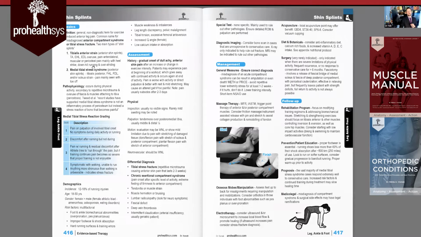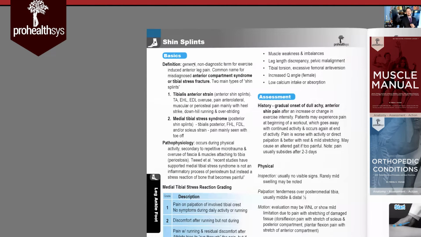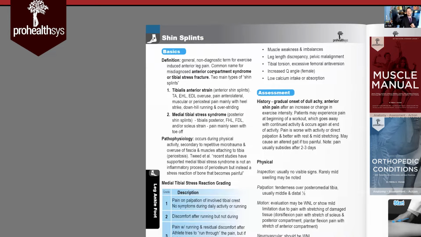Okay. So let's go here and look at this. Shin splints defined as a non-diagnostic term for exercise-induced anterior leg pain. Misdiagnosis or failure to call it the correct anatomical condition that it is may delay healing for this person and getting the right actual therapy for them as well. So we have anterior compartment syndrome as one of our differentials. Tibial stress fracture is another one. Even something like a muscle strain, tibialis anterior, or any muscles in the anterior compartment could also be classified as shin splints.